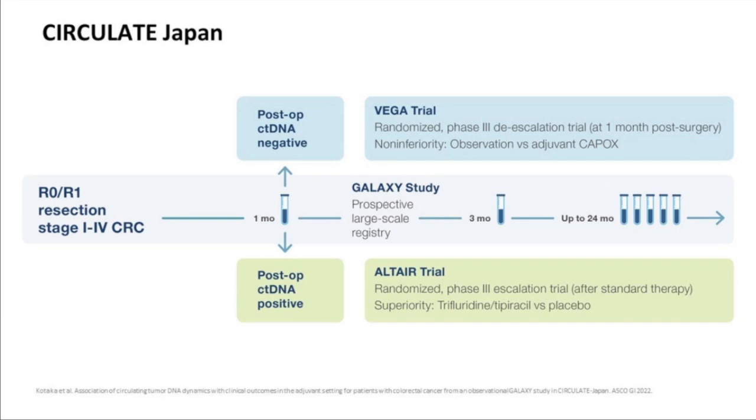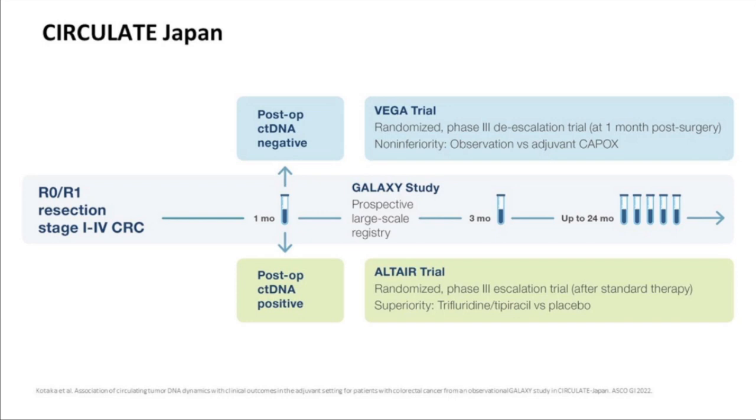Now, there's also another arm to this study, and this is those patients that are post-op ctDNA positive. These are the patients that we would give therapy to because of their ctDNA positivity, and we're going to give them their standard of care. However, those patients who remain ctDNA positive will be randomized to receive additional oral chemotherapy with trifluridine/tipiracil or placebo. And the idea is that with these ctDNA positive patients, will more therapy over a longer time help change their outcomes?